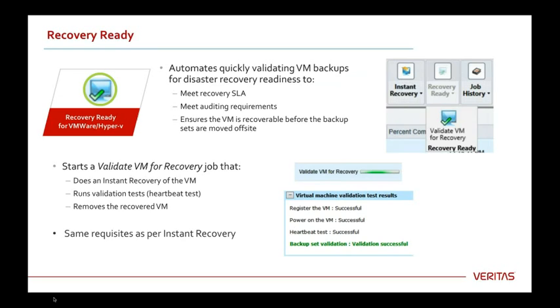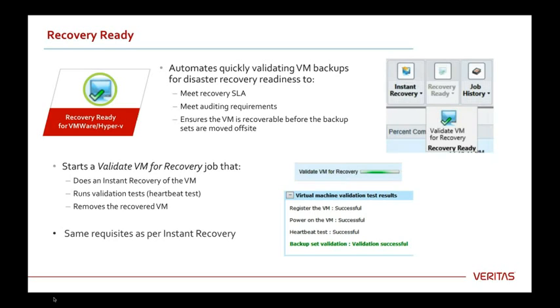So when you create your job, you select this icon. And then after the job has run, it boots up the virtual machine, so it runs an instant recovery. It keeps it sandboxed, so it's not going to interfere with any of the production virtual machines. It runs a validation test, which is like a ping test or a heartbeat test. It makes sure that the virtual machine is running and ready to go.